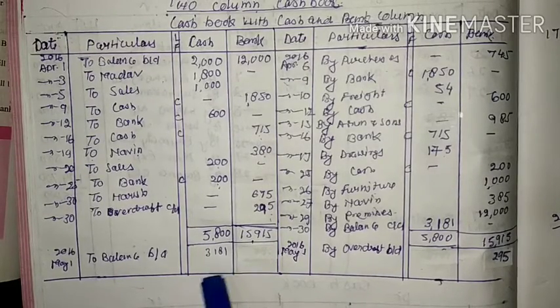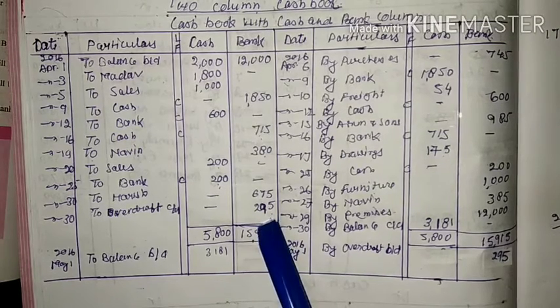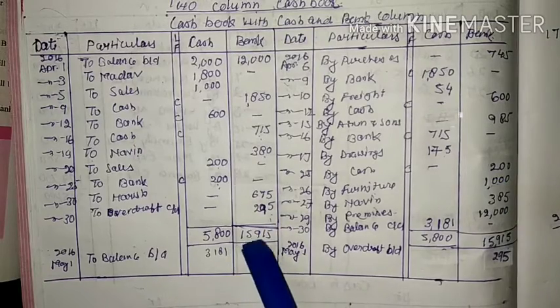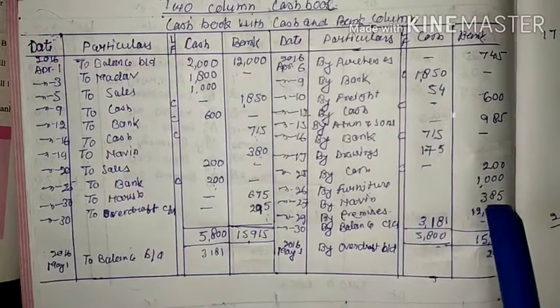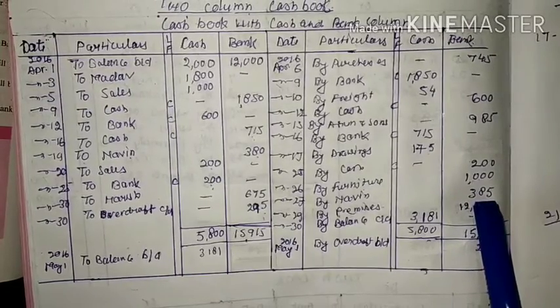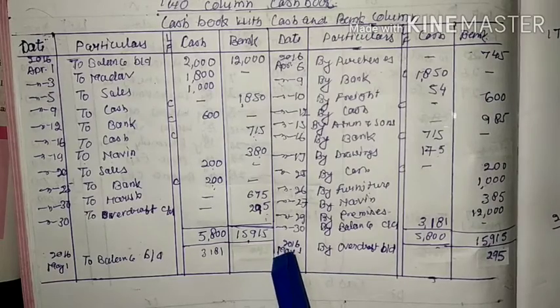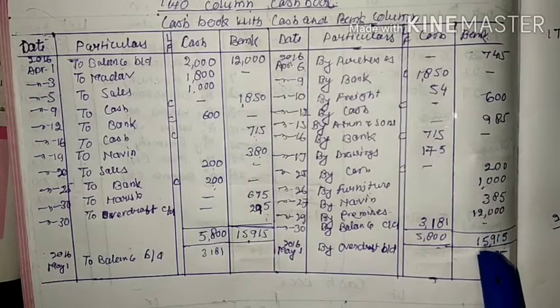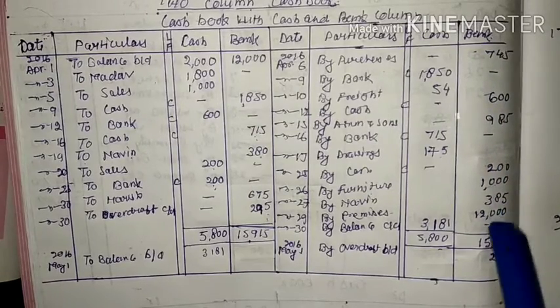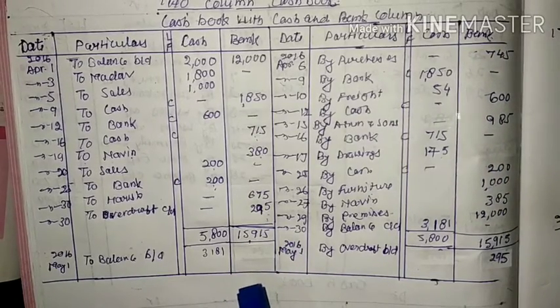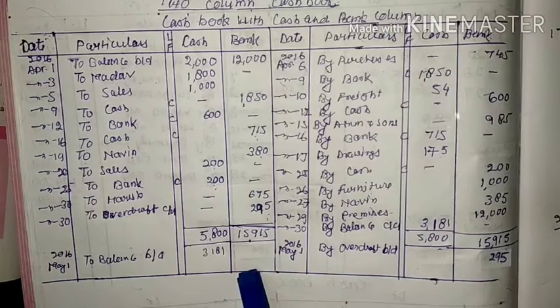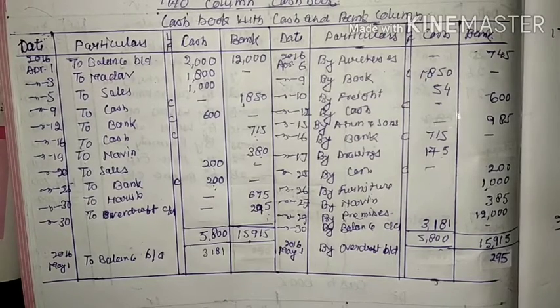Now come to the bank column. In this bank column, the debit side may be more, and sometimes the credit side can also be more. If the debit side is more, it means we have our money with the bank. If the credit side is more, it means we have spent more than what our balance with the bank was. So it means we have overdrawn the money. So in that case there will be an overdraft.